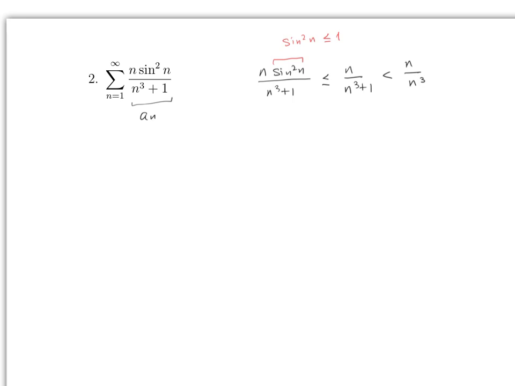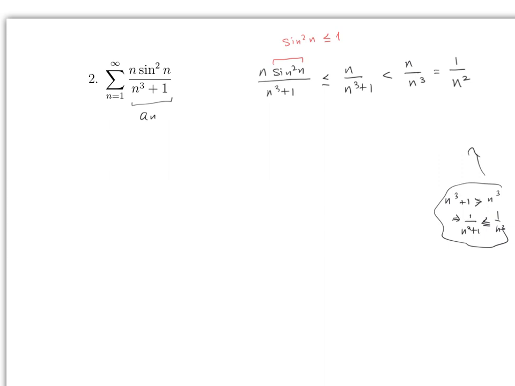Remember, n cubed equals n cubed, but if you add 1, the denominator is greater, so that means when you take the reciprocal, this will be less than or equal to the one with n cubed. So this is why this is true. But notice that this is exactly the same thing as just 1 over n squared. You're reducing. And here, this is a p-series.